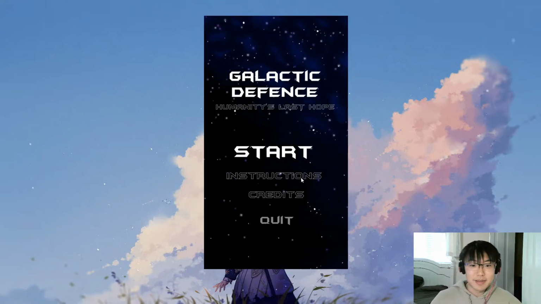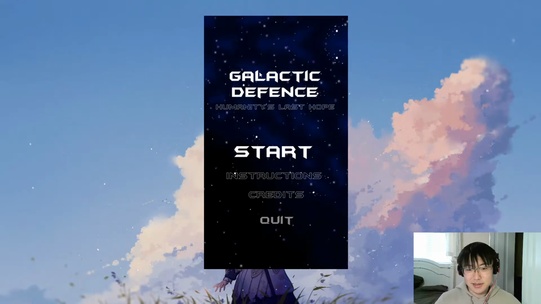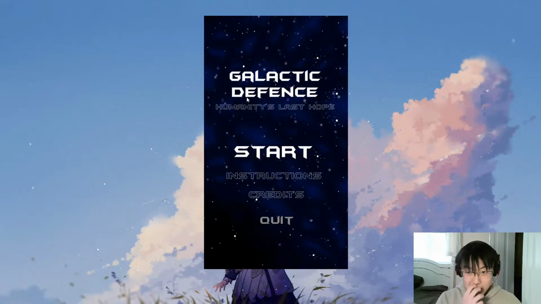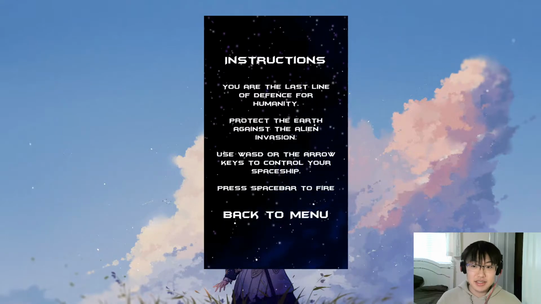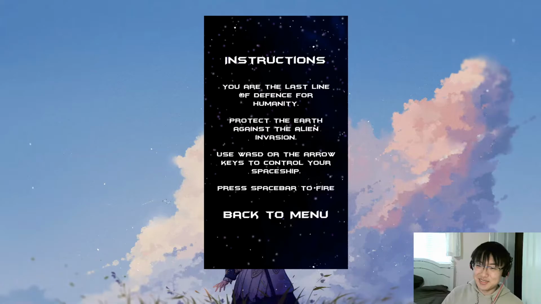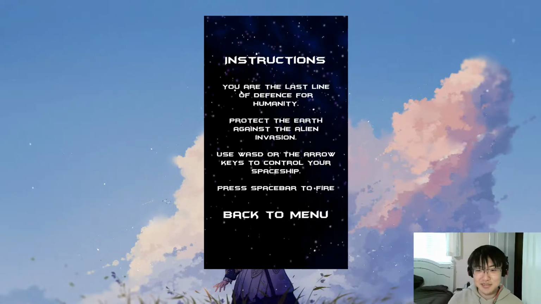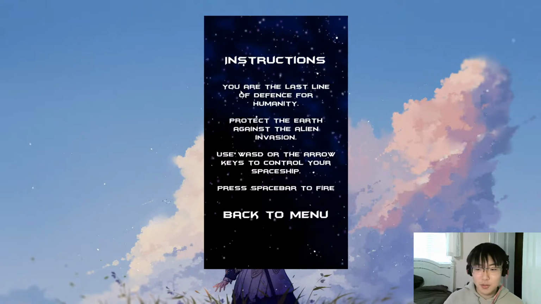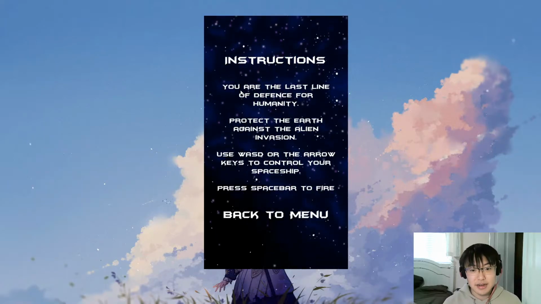So my game is called Galactic Defense. For lack of a better name, I just chose whichever one. I think my screen froze for a second. But yeah, so my instructions are here. Basically, you are the last line of defense for humanity. You have to protect the Earth against an alien invasion. The controls are the WASD keys, or the arrow keys to move, and press spacebar to fire.